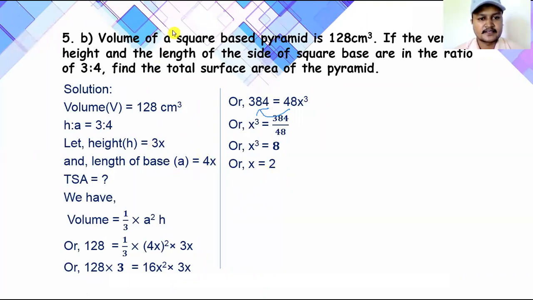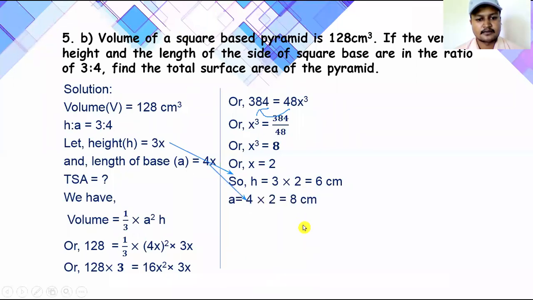If the value of x is 2, the value of 3x we can find as 3 into 2, which is 6. Similarly, we can find the value of 4x also. Value of 4x is 4 into 2, it is 8. Values of A as well as H we have calculated. After calculating A and H, to find total surface area, find slant height by using the Pythagorean theorem.